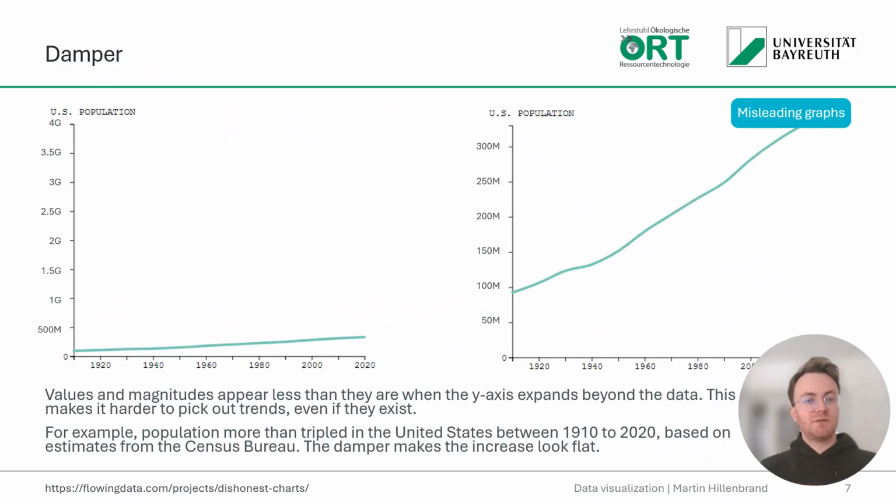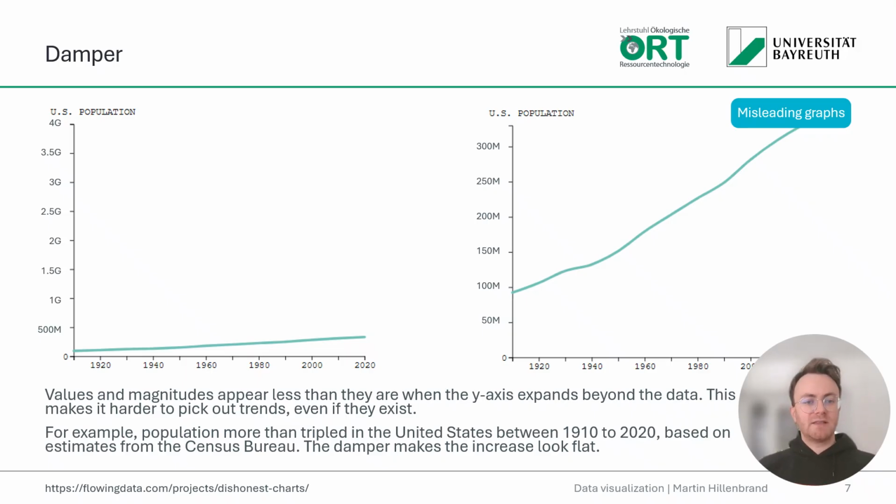And this can also be called the damper. Values and magnitudes appear less than they are when you expand or compress the y-axis, or the numerical axis. For example, the population more than tripled in the US between 1910 and 2020, based on the Census Bureau. The damper makes the increase look flat. So you can just increase the y-axis, and that way it looks quite okay, as if there was no real increase, just because you chose a different scaling of the y-axis.